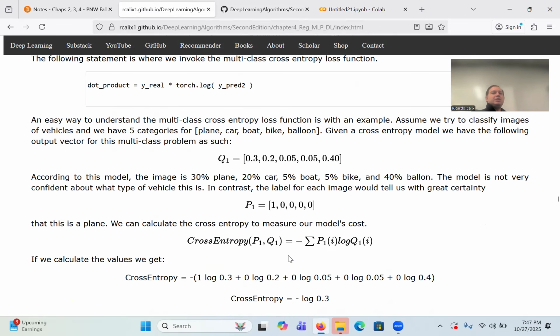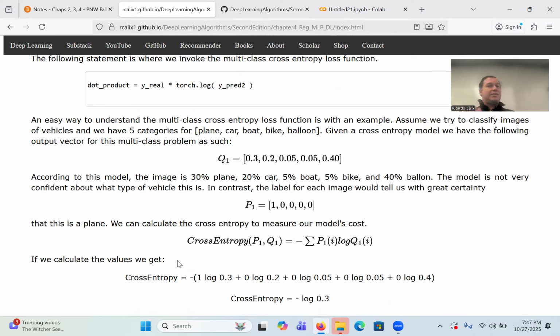According to this model, the image is 30% plane, 20% car, 5% boat, 5% bike, and 40% balloon. The model is not very confident about what type of vehicle it is. In contrast, the label for each image would tell us with great certainty. So the label would be 1, 0, 0, 0, 0. It knows for sure then that this is what? A plane. Very good. That's the label, the annotation. So that is a plane.